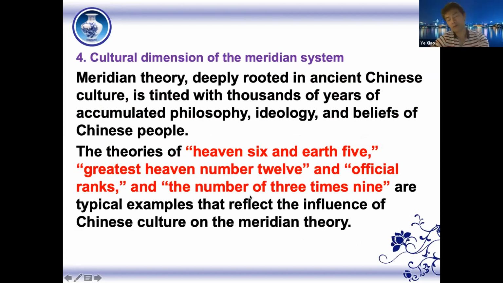And the last dimension I would like to discuss is the cultural dimension of the meridian system. The meridian system, deeply rooted in ancient Chinese culture, is tainted with thousands of years of accumulated philosophy, ideology, and the beliefs of Chinese people. So for example, the series of heaven 6 and earth 5, greatest heaven number 12, and official ranks, and the number of 3 times 9 are typical examples that reflect the influence of Chinese culture on the meridian system.